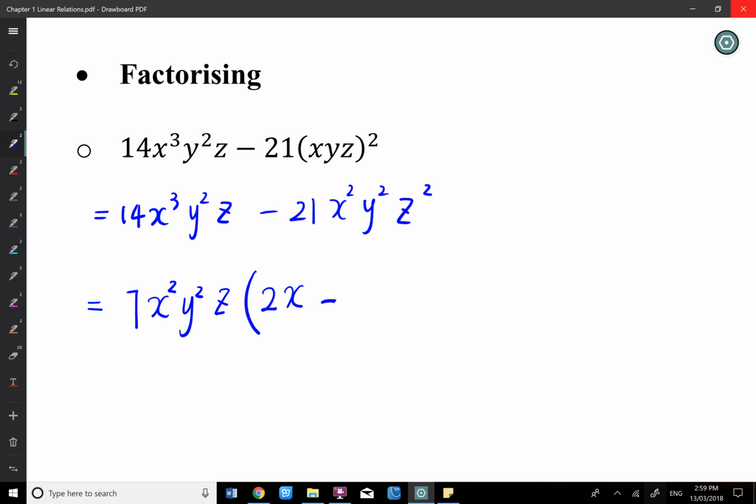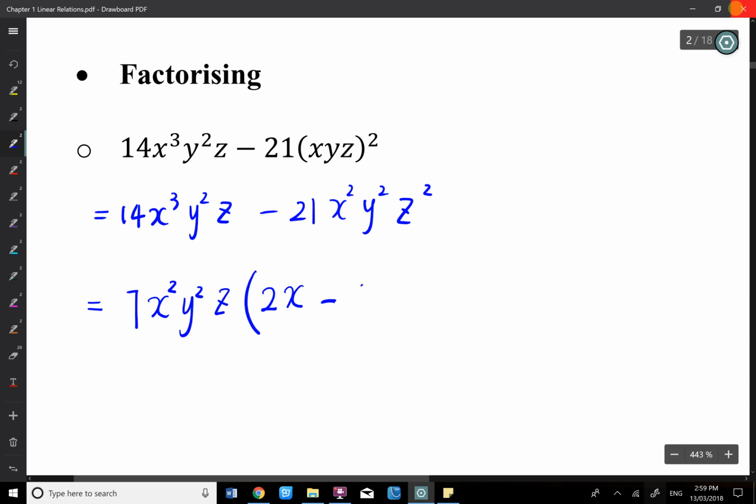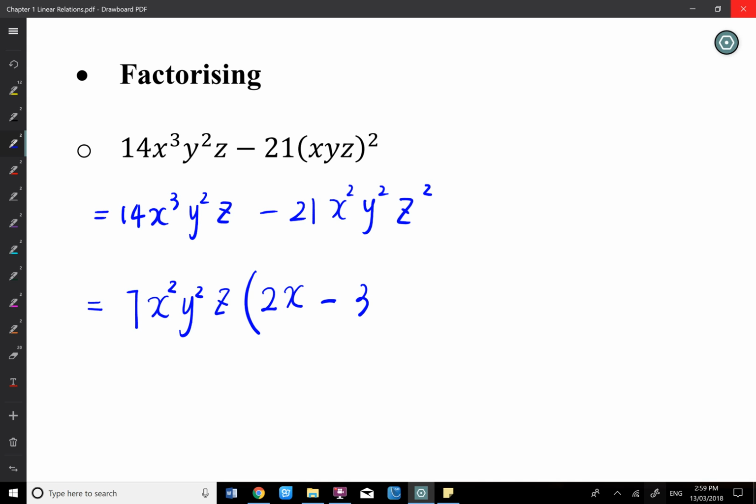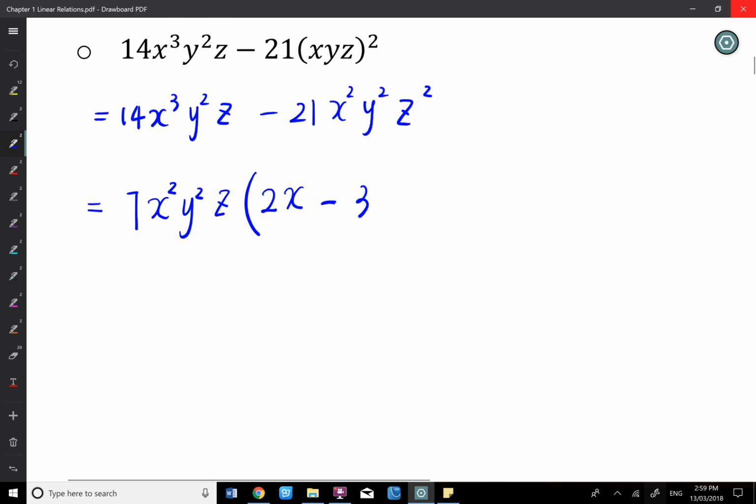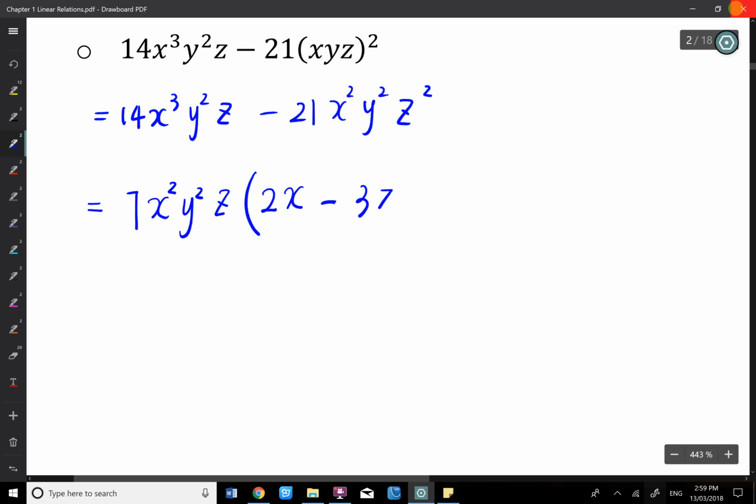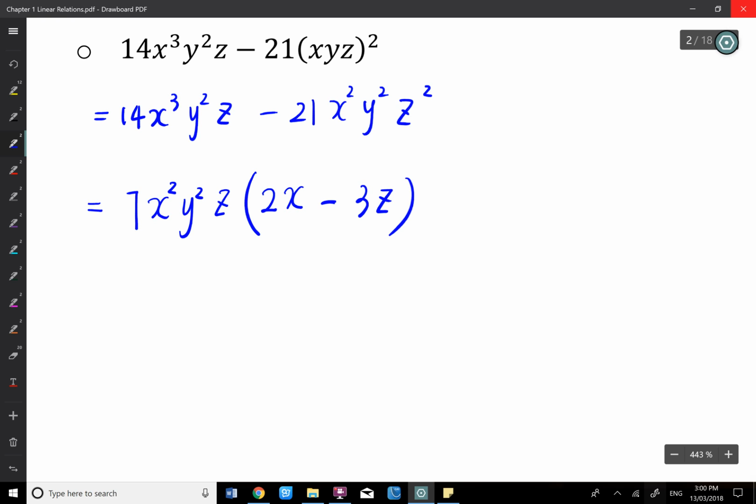21, you take a 7, what do you have? 3. x squared, you take out x squared, you're left with 1. y squared, you take out y squared, left with 1. z squared, you take out a z, what do you have left? z. So you're left with a 3z. That's the factorized form.